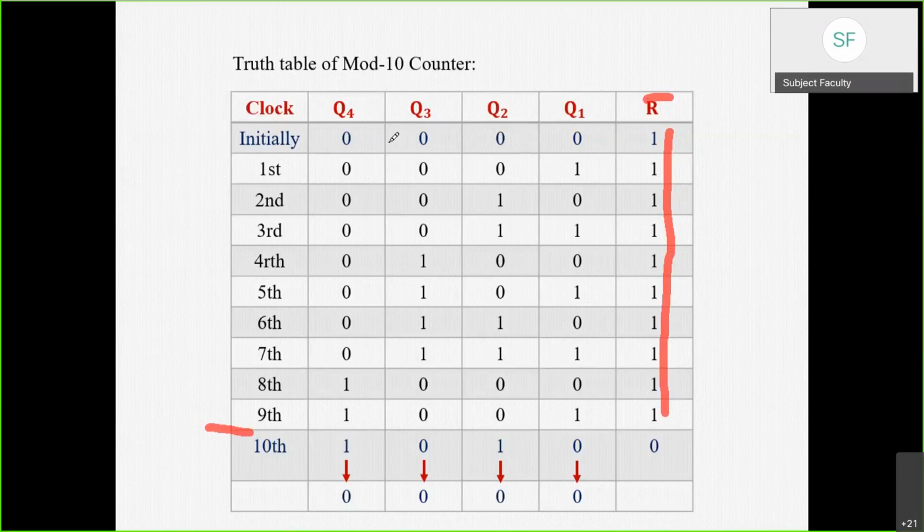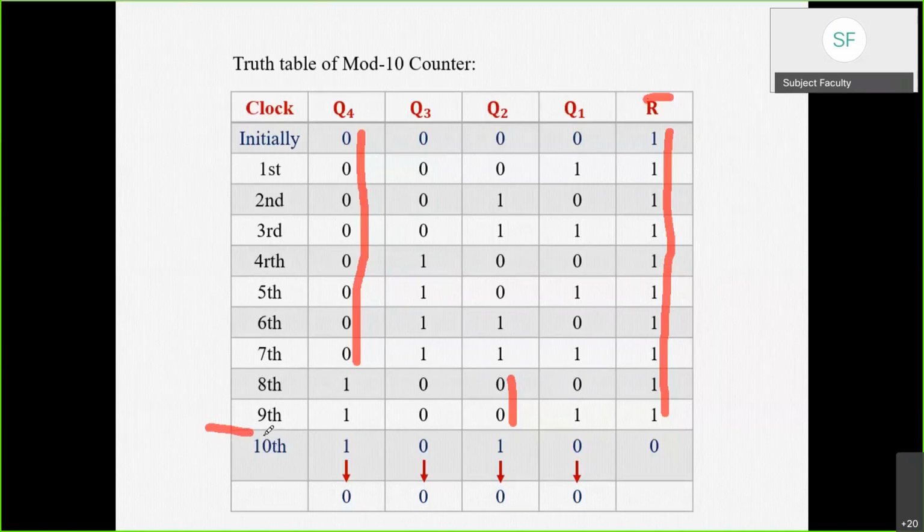What are the inputs to the NAND gate? Q4 and Q2. So you can observe Q4 and Q2 are the inputs. So always either Q4 becomes 0 or Q2 becomes 0. And whenever one of the inputs to the NAND gate becomes 0, its output will be 1. Okay, so hence this reset will be 1.